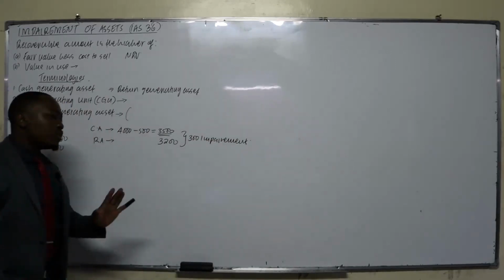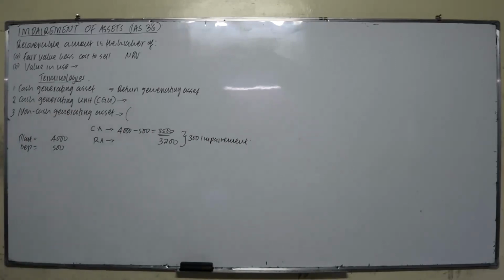So impairment is due to other factors, not necessarily as a result of usage. For example, if you buy a new phone today worth 50,000, can you sell it tomorrow at 50,000? No. That is what we call impairment. There is a loss of value, but you have not used the asset, so the asset has not depreciated.